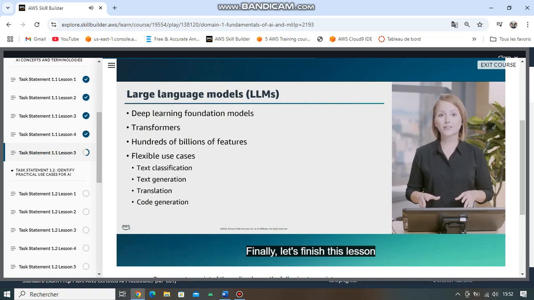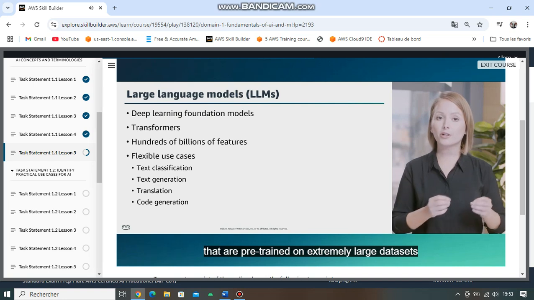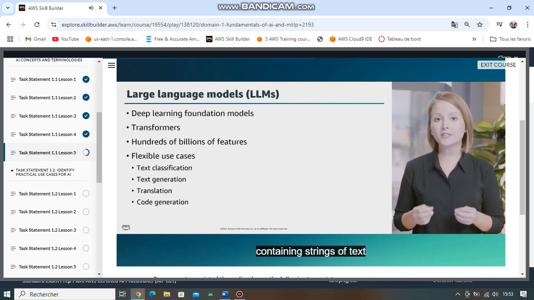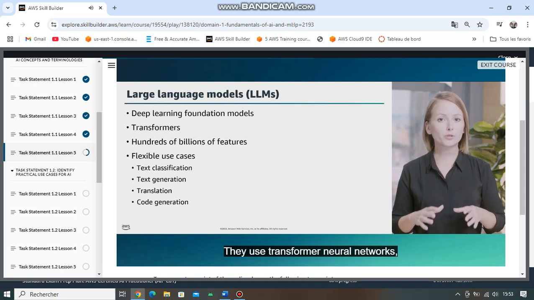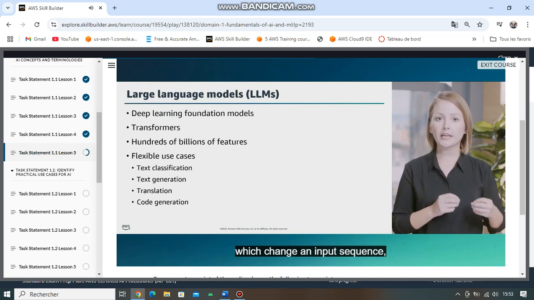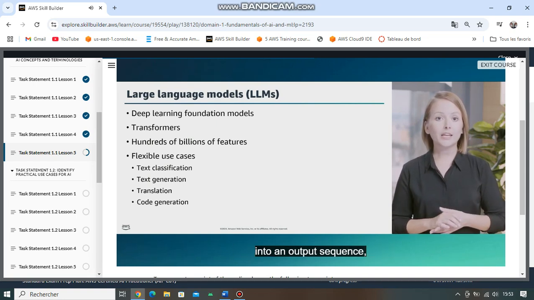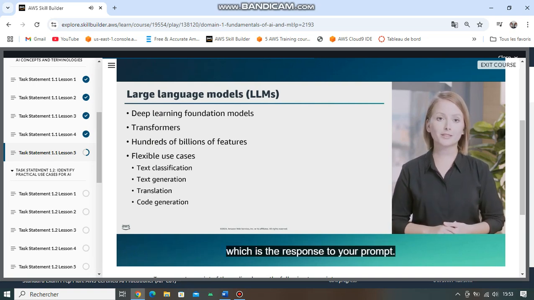Finally, let's finish this lesson by talking more about generative AI. Generative AI is accomplished by using deep learning models that are pre-trained on extremely large datasets containing strings of text, or in AI terms, sequences. They use transformer neural networks, which change an input sequence, in GenAI known as a prompt, into an output sequence, which is the response to your prompt.